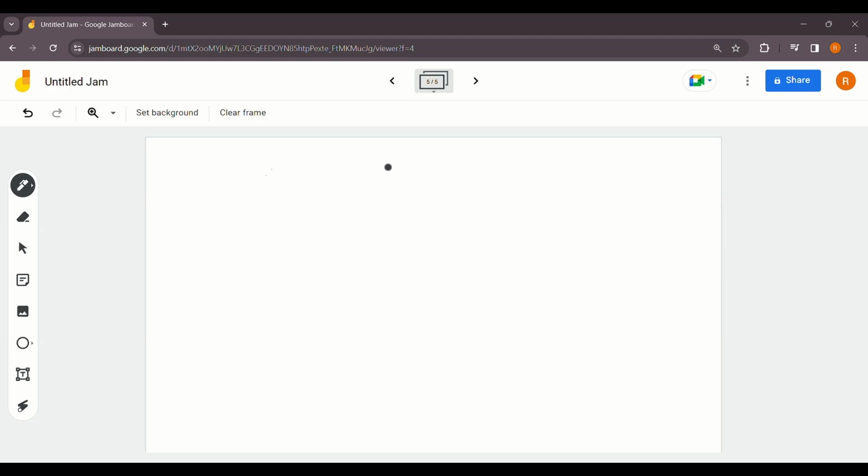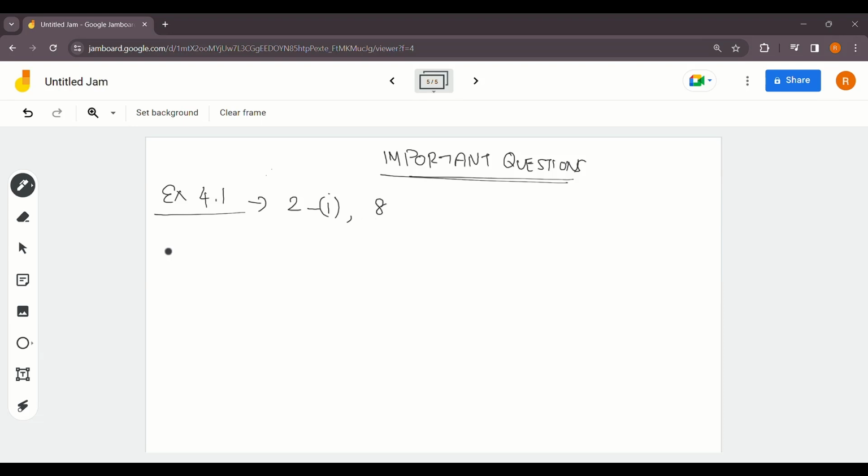Okay, now we will see the important questions. Under each exercise, I will be giving you selected important questions. In the first exercise, exercise 4.1, there are not many questions because it is a very simple exercise. You can just practice. They will be giving you some 1 mark questions in this exercise. So the second, the first sum, and then the 8th sum. That's all in the first exercise.